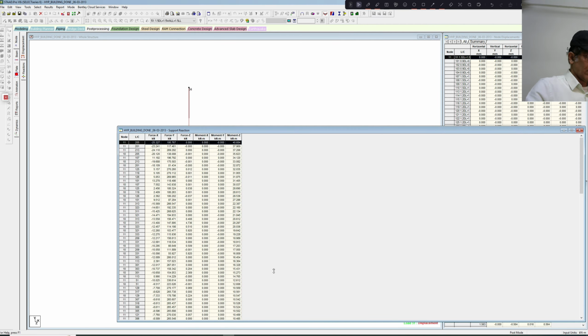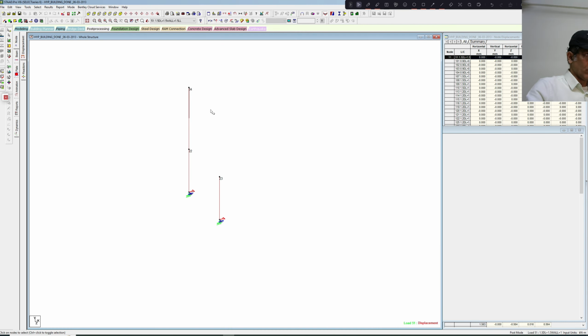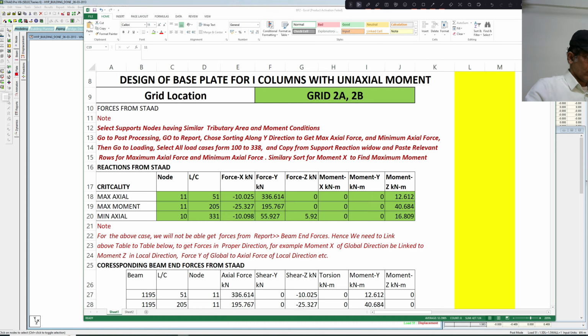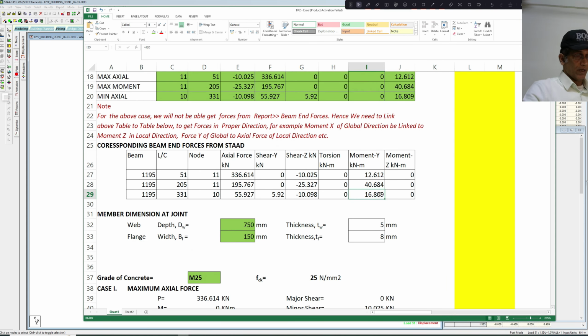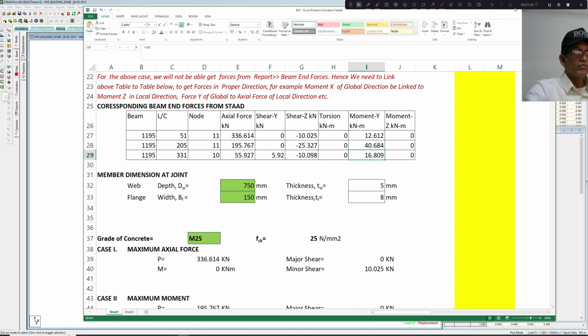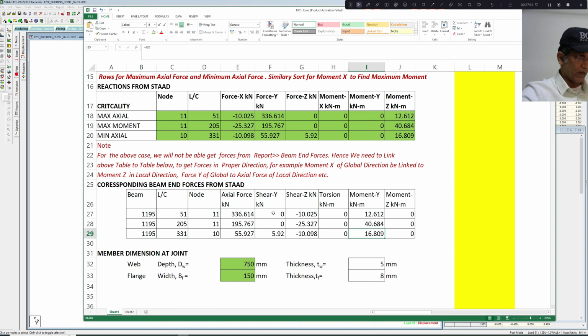So let us check our column sizes. Obviously, we know the column size, which is the same sizes. So 350 by 5 and 170 by 10. So this is already the linking. We have to correct it. So our X force will be this, shear Y, and Z force will be this, shear Z.